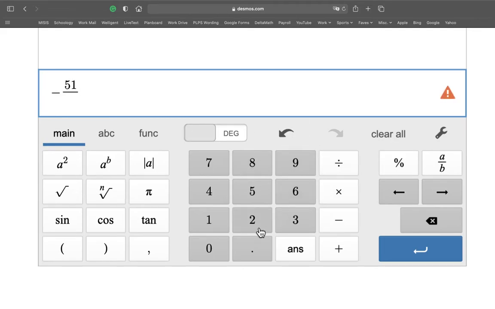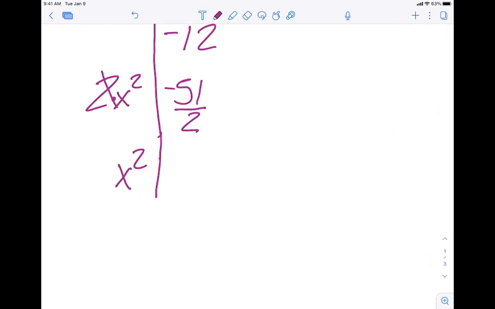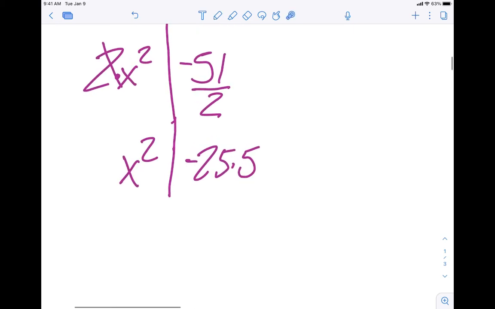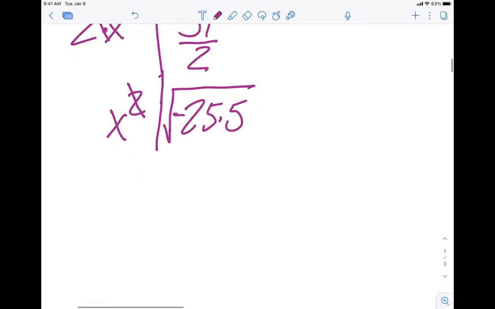Divided by 2. Negative 25.5. All right. Negative 25.5. And the opposite of a square is a square root. So I'm going to cross that out, and I'm going to square root on this side. So I get x is equal to, wait a minute, there's a problem.